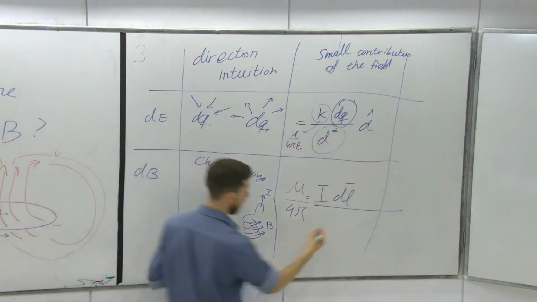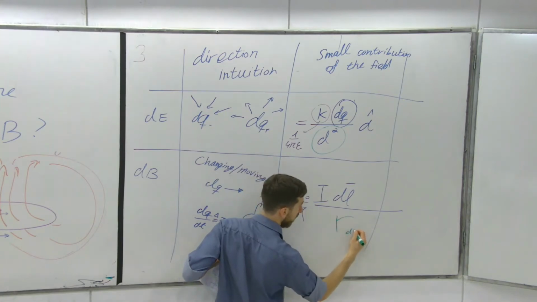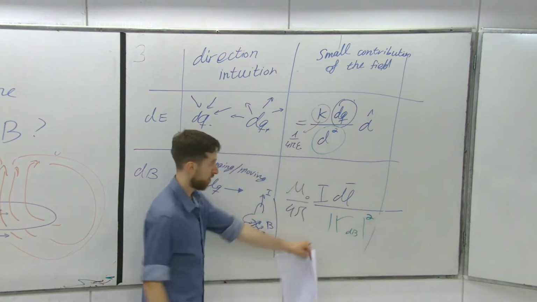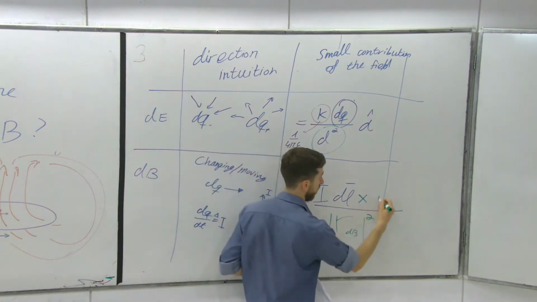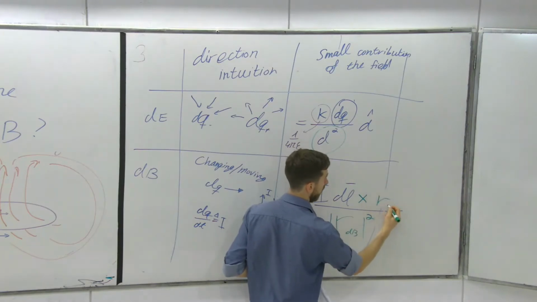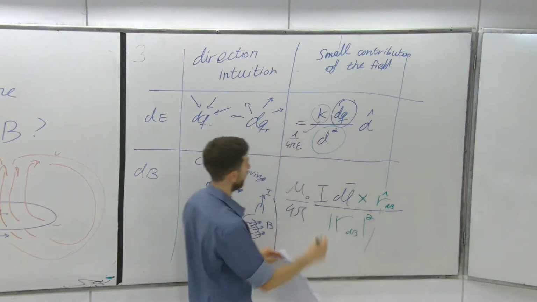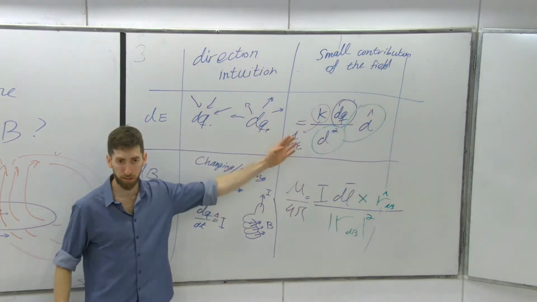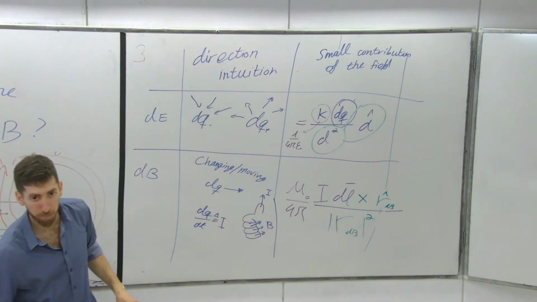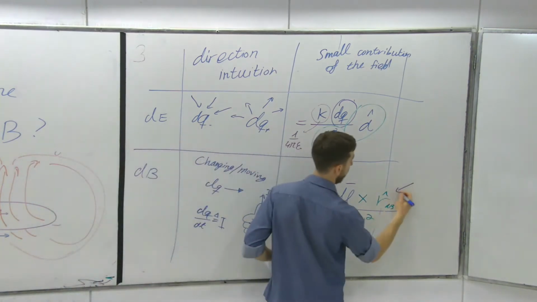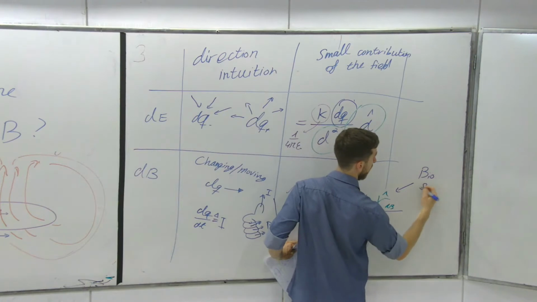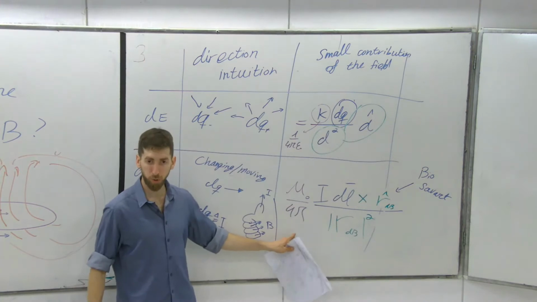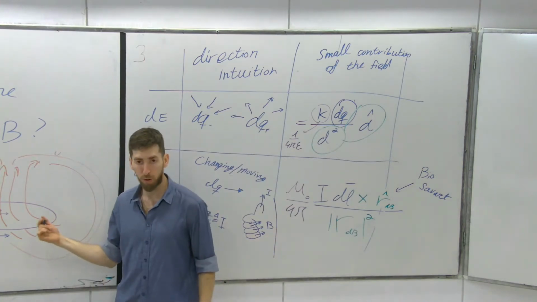So it's the same concept, it's gonna be some distance. I call it r_dB, I'm gonna explain later why. r_dB squared, but right now, cross r_dB direction. So this is this and this. Do you see the comparison, how it's parallel? And this idea is called Biot-Savart. Got it?